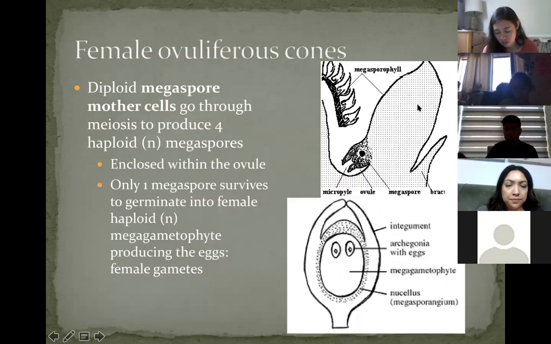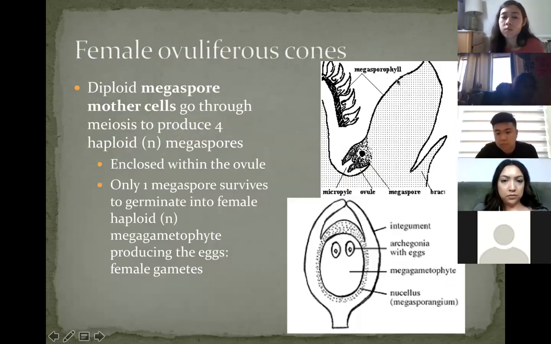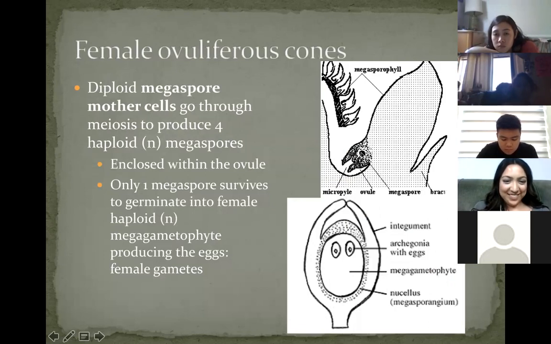Here's your megasporophyll once again. That's pretty much the scale of the cone. At the very end of that scale is your ovule. Here in the center is your megasporangium, and then you have your haploid megaspore in the center. Specifically, it's going to produce 4 haploid megaspores, but only one of them will survive, and that's all enclosed within the ovule. That one haploid megaspore that survives will eventually become your archegonia, or your female gametophyte, with your 2 eggs.